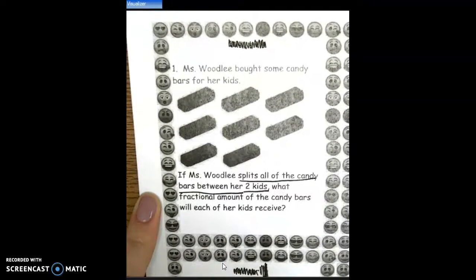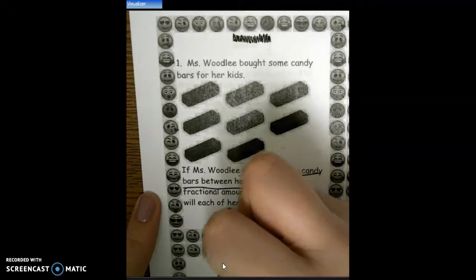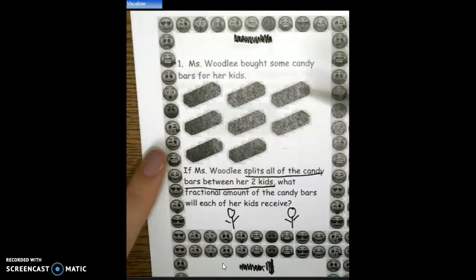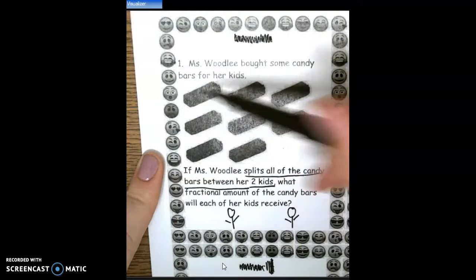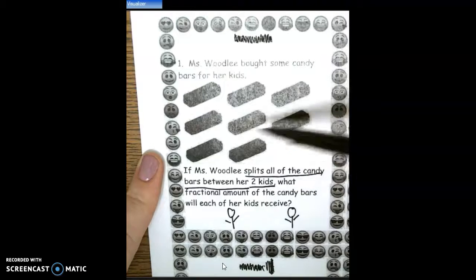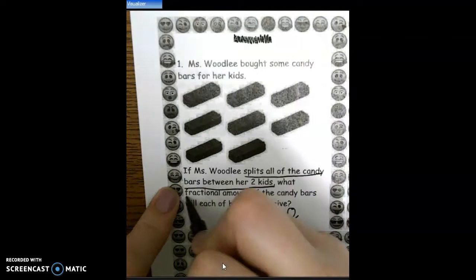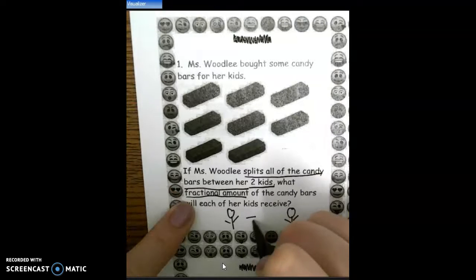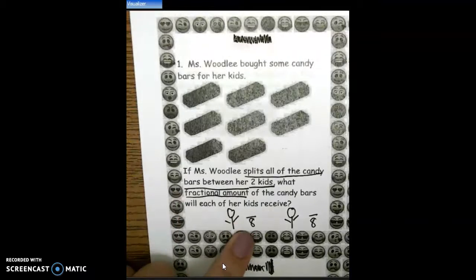Okay, so what I like to do is I'm going to draw a picture of her two kids. I know that I can count the candy bars and figure out how many candy bars there are. 1, 2, 3, 4, 5, 6, 7, 8. So there are 8 candy bars. And I want to know the fractional amount. So there is a total of 8 candy bars. I know that the denominator of my fraction is going to be 8.